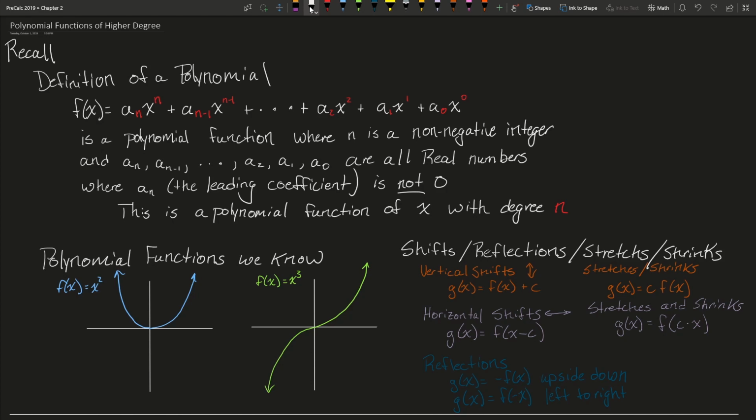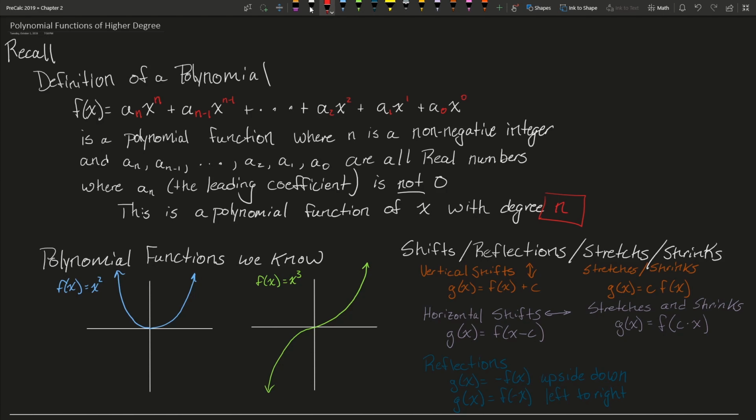f(x) = a_n x^n + a_(n-1) x^(n-1) + everything in between + a_2 x^2 + a_1 x + a_0 x^0. This is a polynomial function where n is a non-negative integer and a_(n-1) all the way down to a_0 are all real numbers, where a_n, the leading coefficient, is not 0. This is a polynomial function of x with degree n. So the highest number n, that is our degree.